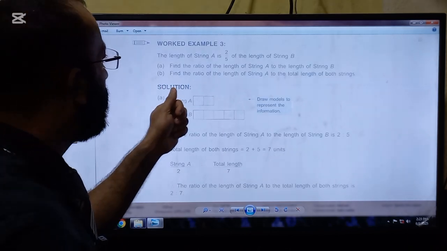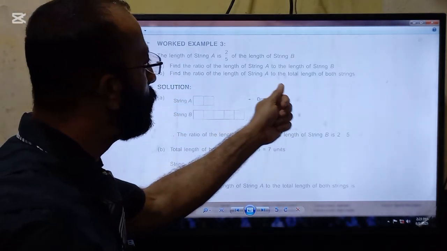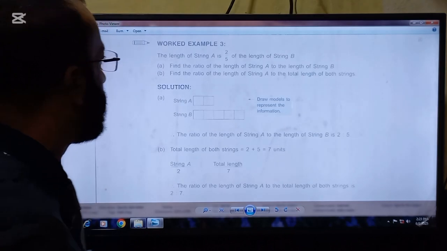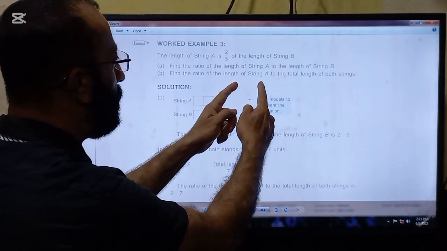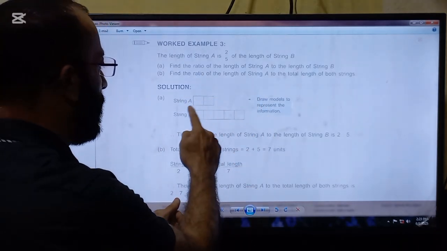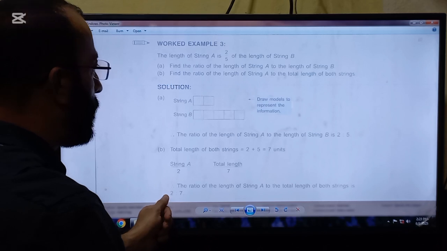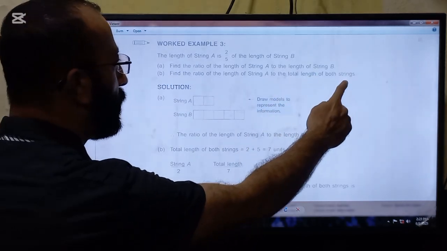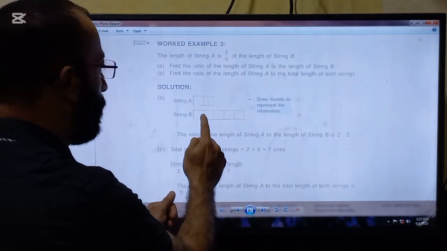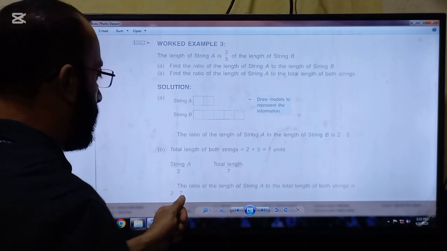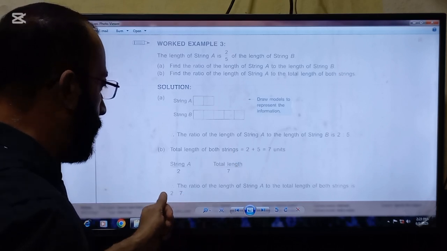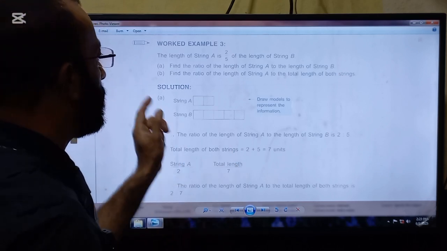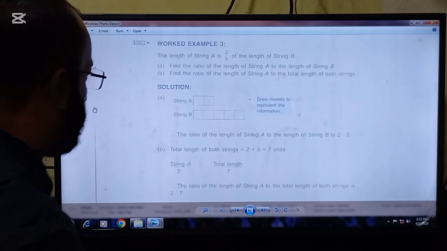Now B part, find the ratio of the length of string A to the total length of both strings. So string A is coming first, so the number of string A will be written first, and then the total length of both strings, 1, 2, 3, 4, 5, 6, 7. 7 will come later in the ratio. So 2 to 7 is the answer of B part.